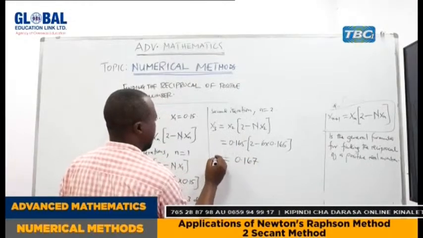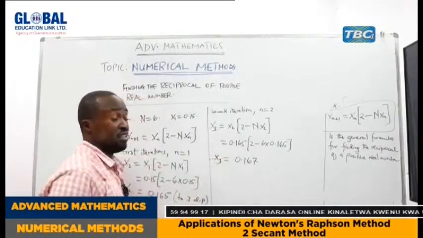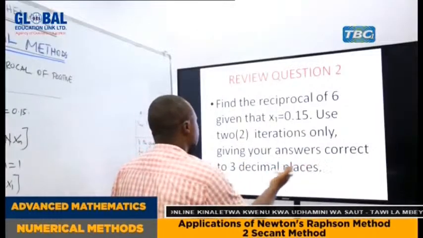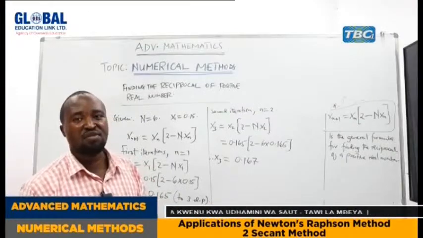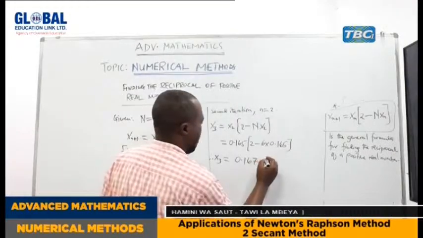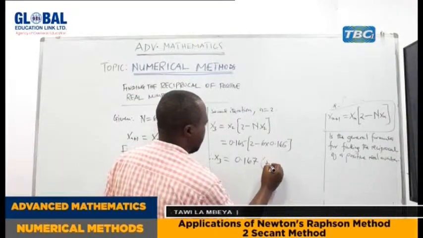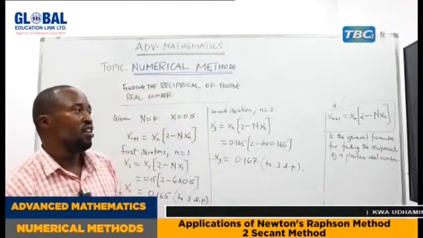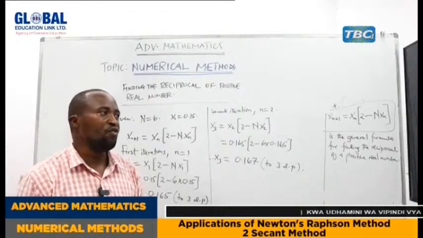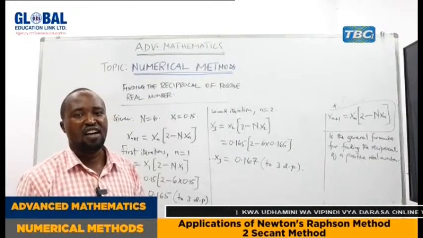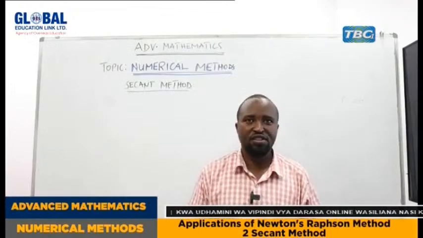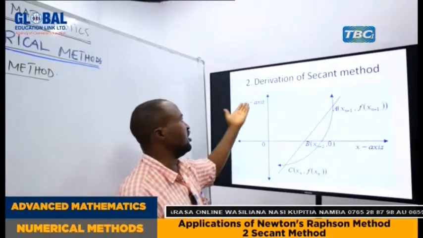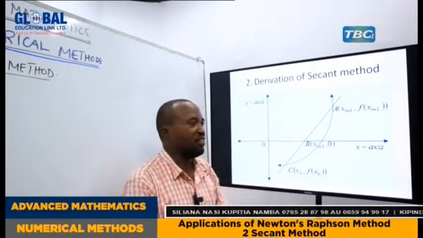0.167. That is x3. But again, remember to maintain the number of decimal places, that is to 3 decimal places. So our answer always is to 3 decimal places. Now that is how to find the reciprocal of the given positive real numbers. So students, we proceed with subtopic 2, that is the derivation of a second method.